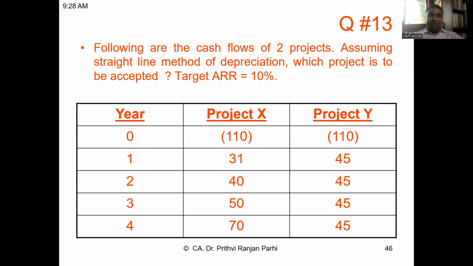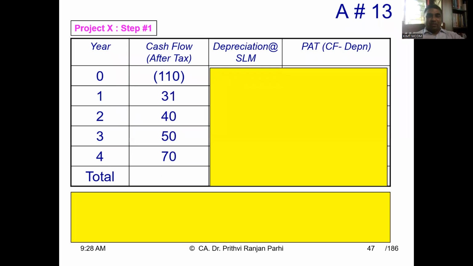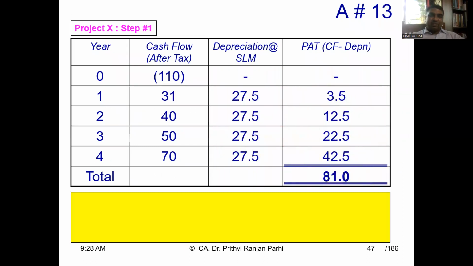Here you see an example. These are the cash flows of two projects, a similar example. You have to calculate ARR. Target ARR is 10%. The question says straight line method of depreciation. That means each year depreciation is 27.5, that is 110, the investment, divided by 4 years. You get 27.5. So profit is calculated as cash flow minus depreciation each year.